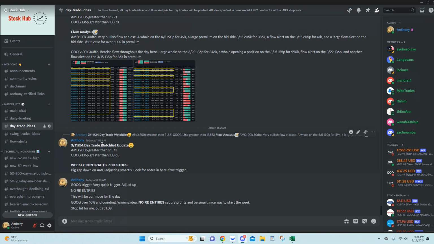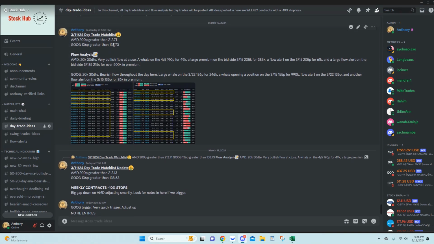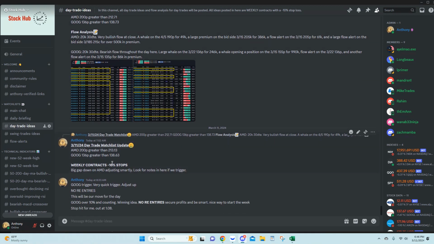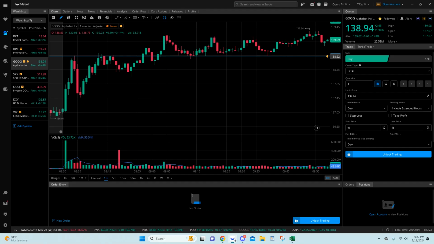So pretty much kept the entry about the same, a little off. So 138.73 was the night entry, and then just a little adjustment down here. And again, I'll always put in notes here. So it's always weekly contracts, and I put in a note about AMD. Obviously, we had a pretty big gap down. Touching in here too, obviously Google triggered, a very quick trigger there. And again, I said no re-entries. So I will go over the trade idea now.